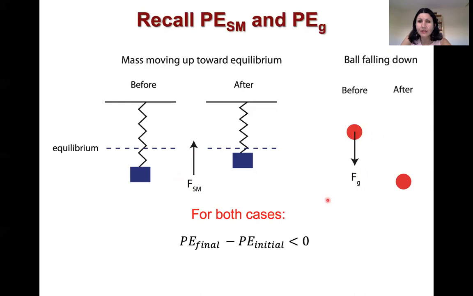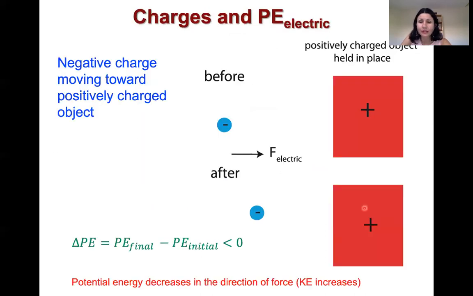So nothing is different when we start talking about electric charges. Here let's look at this example of some big object that's held in place and it's overall positively charged. And now let's take a negative charge and bring it close to this object. So what do we know? We know that the electric force will point in this direction towards the positive charge. How do we know that? Because we know that opposite charges attract.